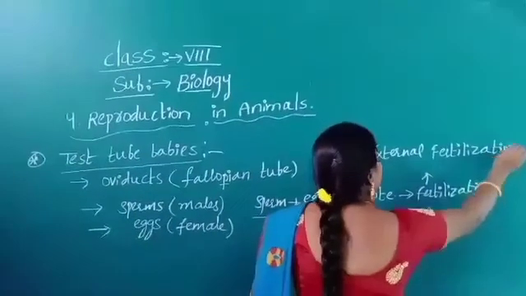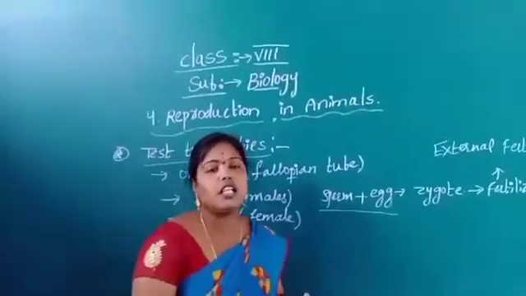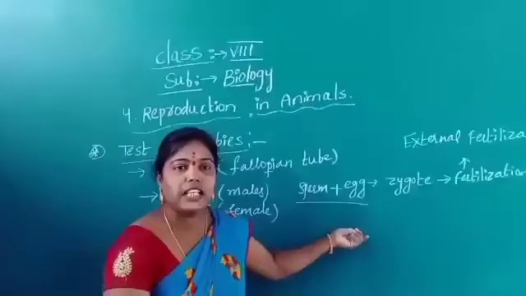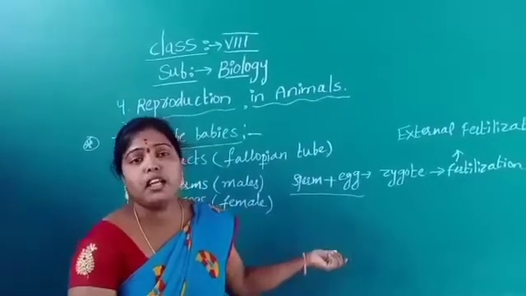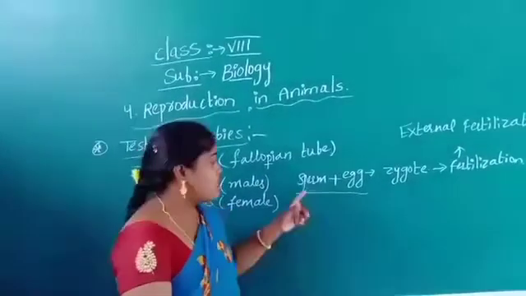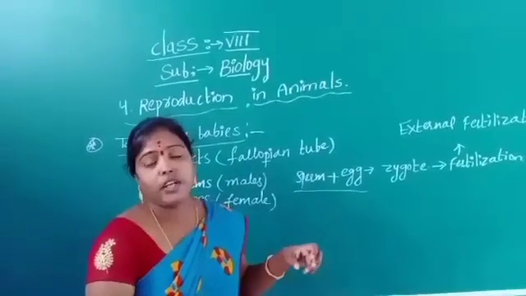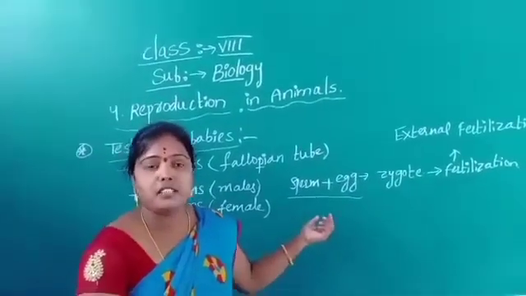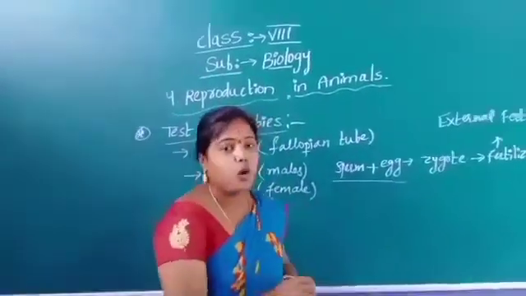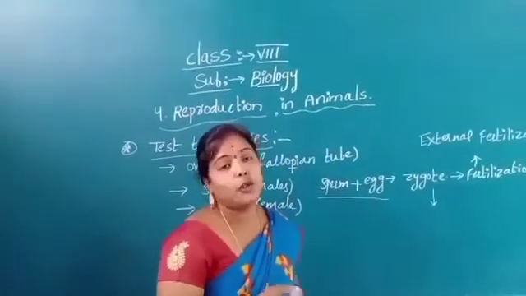External fertilization. Children, what happens here? The doctors collect freshly released sperm and freshly released egg from male and female, and combine the sperm cell with the egg cell in the laboratory. The sperm and the egg fuse together to form a zygote. This zygote develops in the test tube.